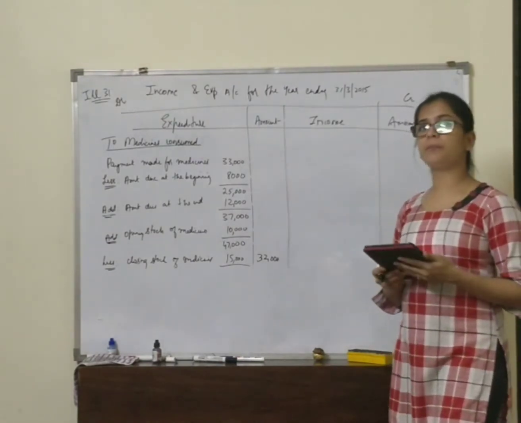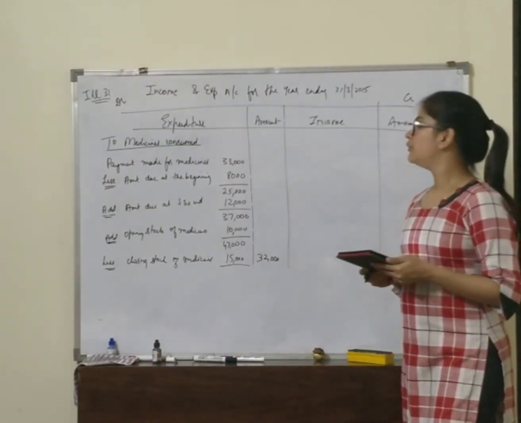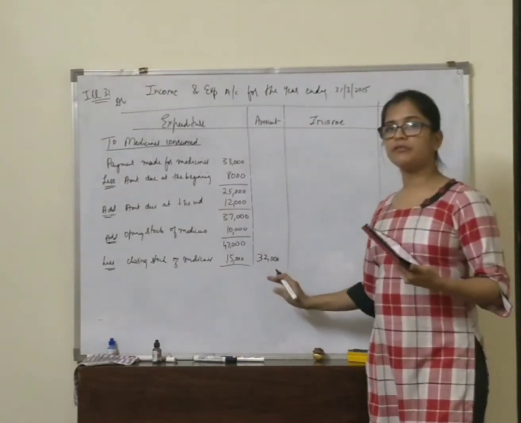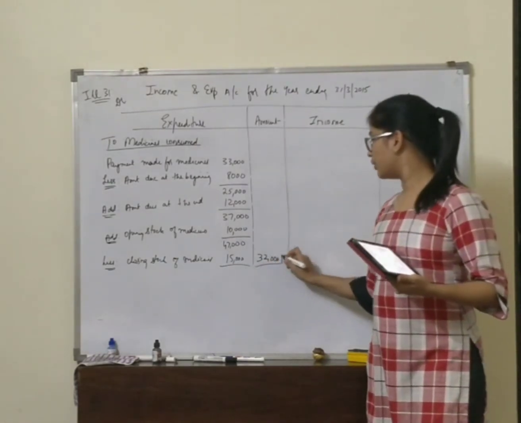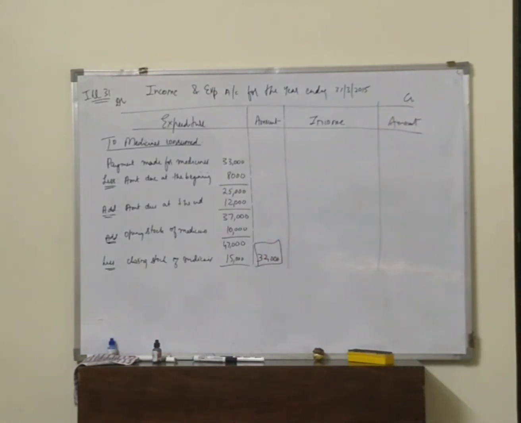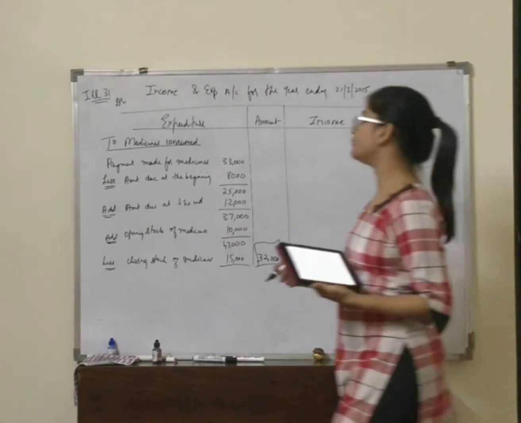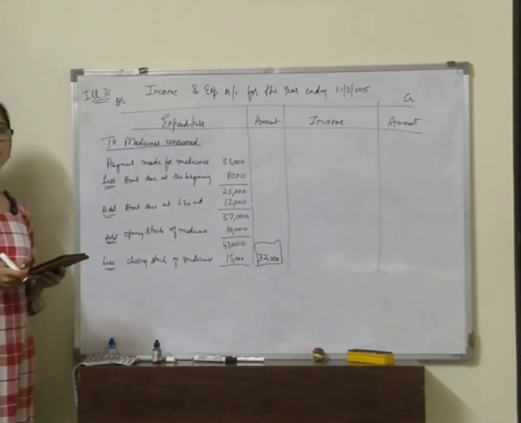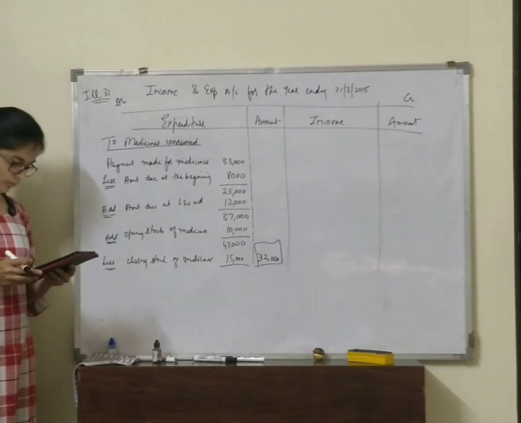When they give us payment for medicines and they give us amount due at the end and beginning, and they also give us the opening and closing stock, this is the way we need to find out what is the amount which will be written in an income and expenditure account. So first thing we will write payment made for medicines. Payment made for medicines is given in a receipt and payment account.